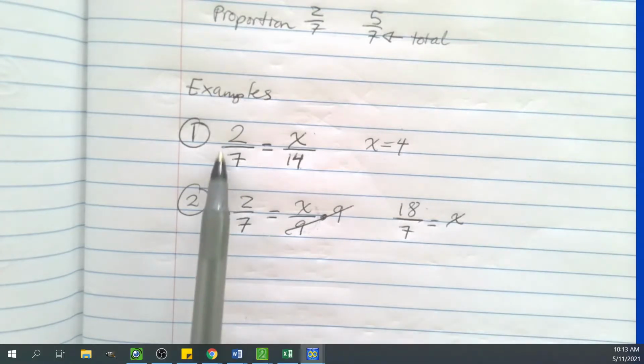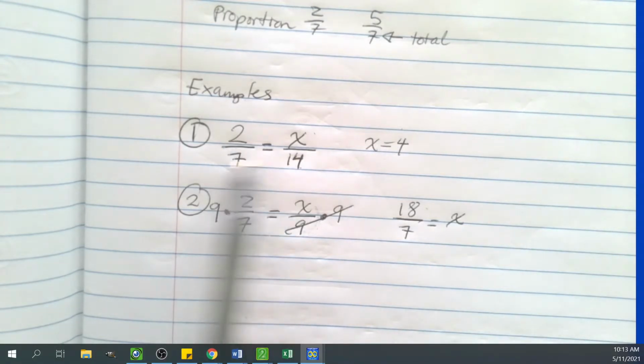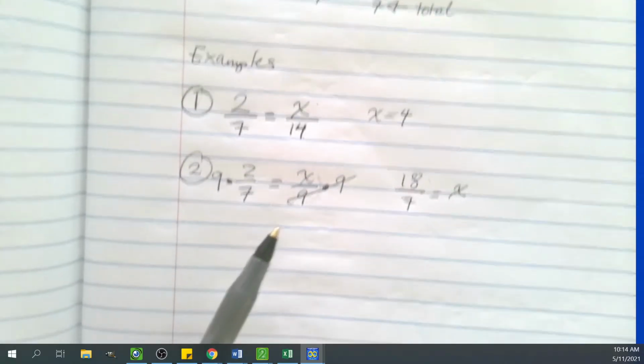So sometimes they're easy, and you can just easily see, oh, double, triple, whatever the ratio is, just multiply it by that. And sometimes they're not so beautiful, and you're just going to use algebra to solve it.